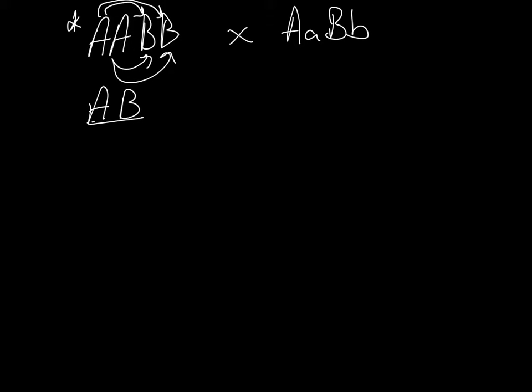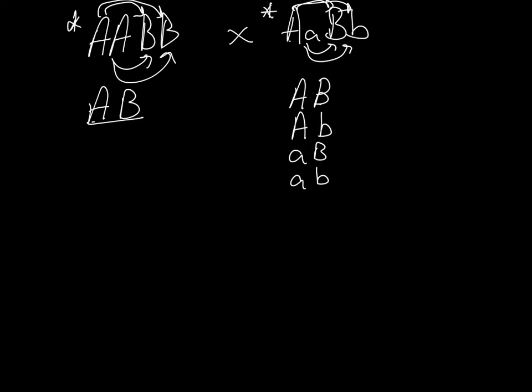Now, why is it important to do it with this particular parent, this heterozygous version? Because FOIL is necessary here because you can end up with numerous possible combinations. By numerous, I mean four. So you can have big A, big B, big A, little b, little a, big B, and little a, little b. So these are four possibilities.